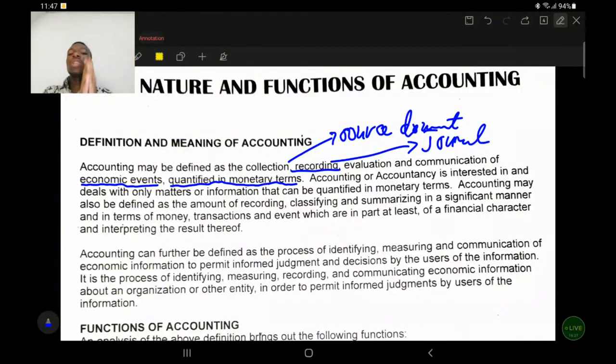But one thing you need to know is that when it comes to accounting, all the reports that you generate should be of monetary value. If it is not monetary value, then it shouldn't be reported. Because at the end of the day, it should carry value so that people can make informed decisions based on the report that you are talking about. I hope that is clear.